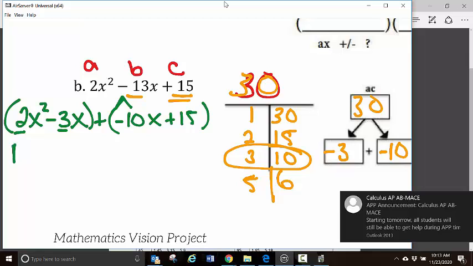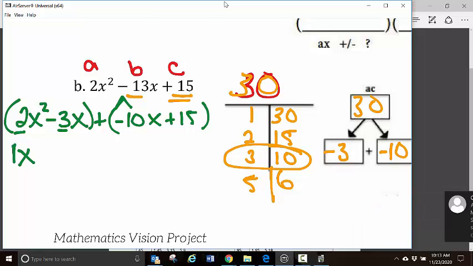And they both also have an x. Remember, you pick the variable and you use the one with the smallest exponent. And so now we're going to divide. 2 divided by 1 is 2. X squared divided by x is x. Negative 3 divided by 1 is negative 3. And x divided out an x is none.